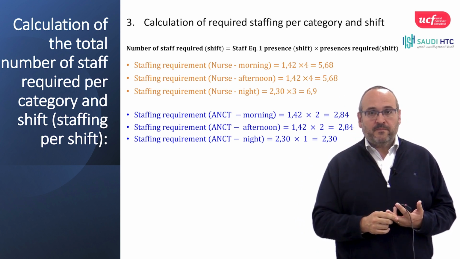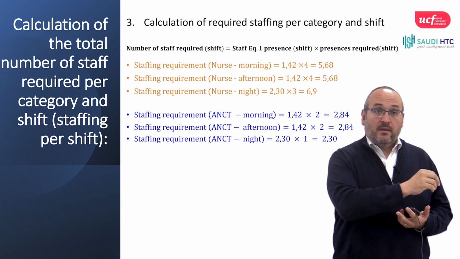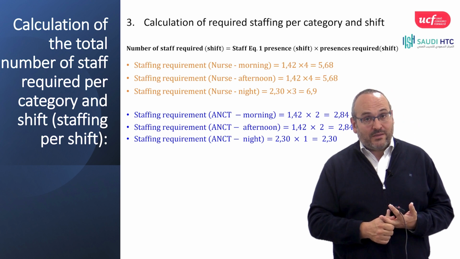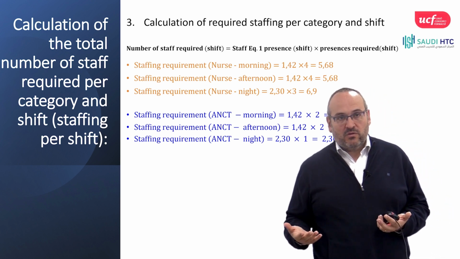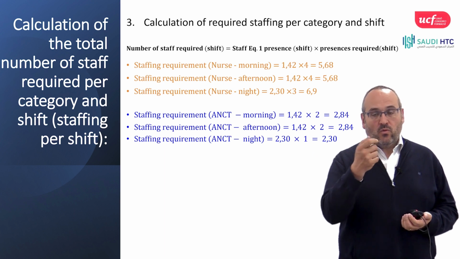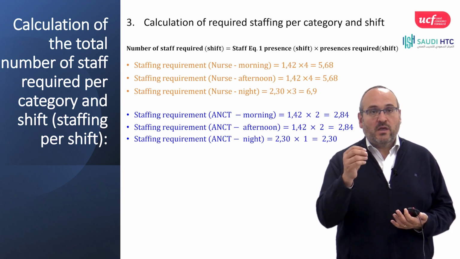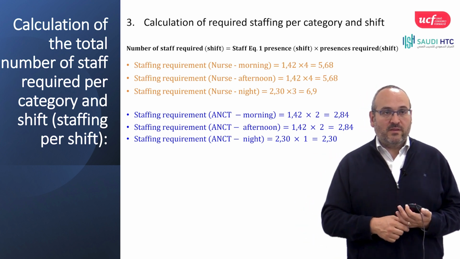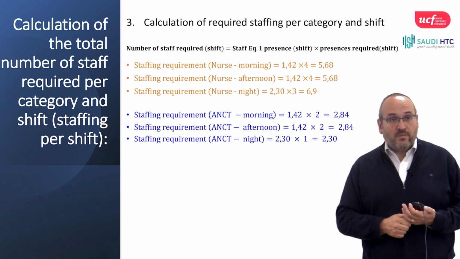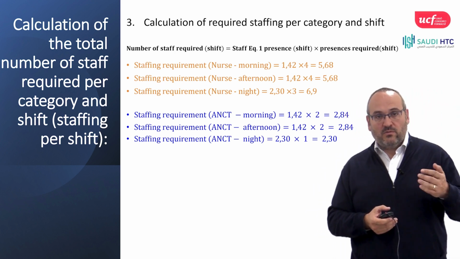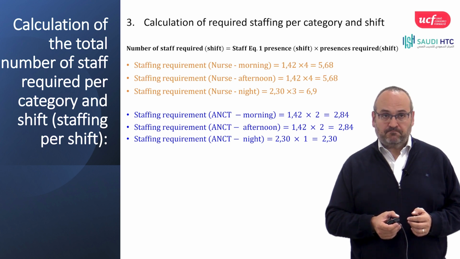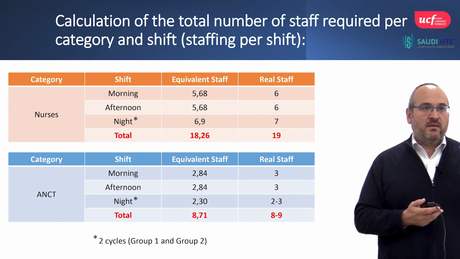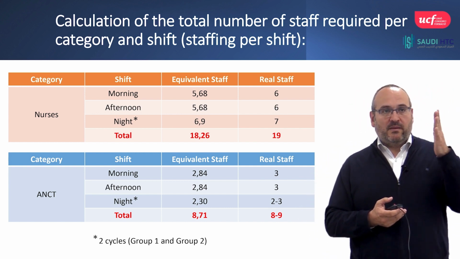We continue. We will have to adapt because so far in these last 2 slides, we have been talking about a single presence, a theoretical calculation of a single presence that we will adapt to the previous calculations in which we had calculated that we needed 4 presences in the morning shift. We multiply 1.42 times 4 by the number of attendances in total, so we need 5.68 in the morning shift for the nurses, 5.68 in the afternoon shift, also for the nurses, and 6.9 in the night shift, and the same for the auxiliary nurses.